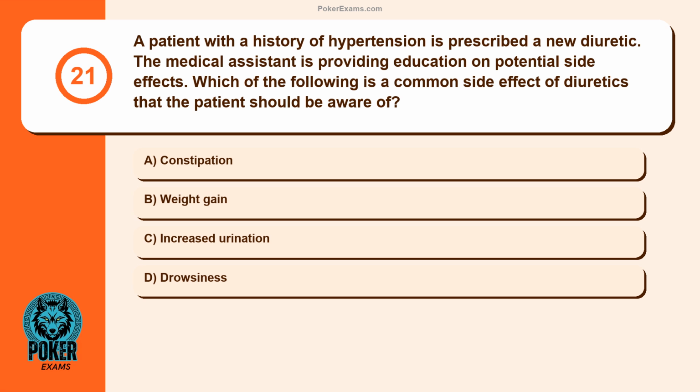Question 21. A patient with a history of hypertension is prescribed a new diuretic. The medical assistant is providing education on potential side effects. Which of the following is a common side effect of diuretics that the patient should be aware of? Constipation, weight gain, increased urination, drowsiness.